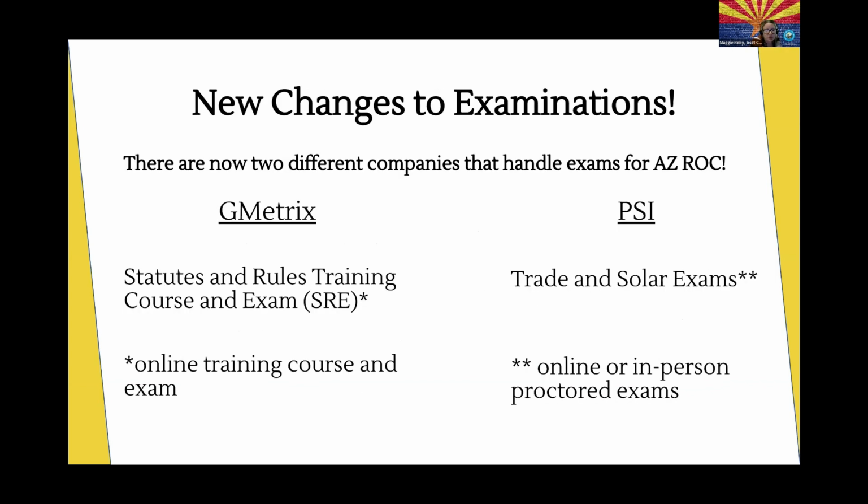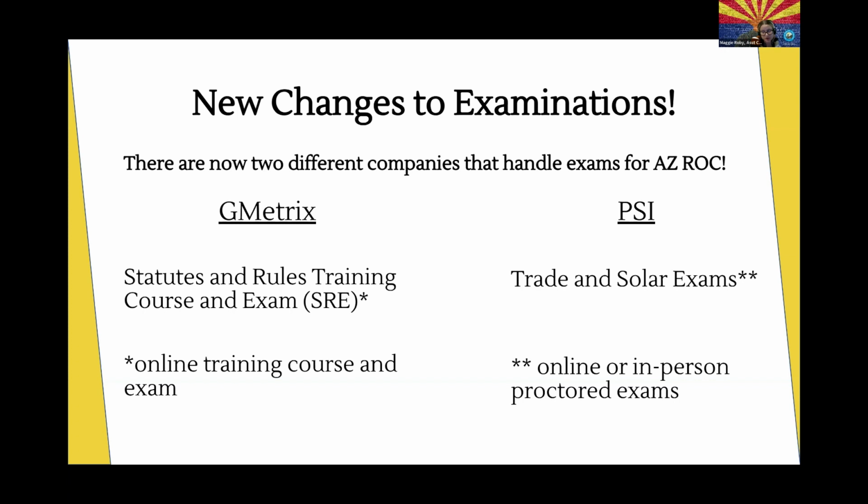For your examination, your statutes and rules exam is done through G-Metrics. That is an online training course and exam. You watch some videos, you answer some questions. It can usually be completed within a couple of hours. That is strictly online. It is not a proctored exam. There is not somebody watching you.